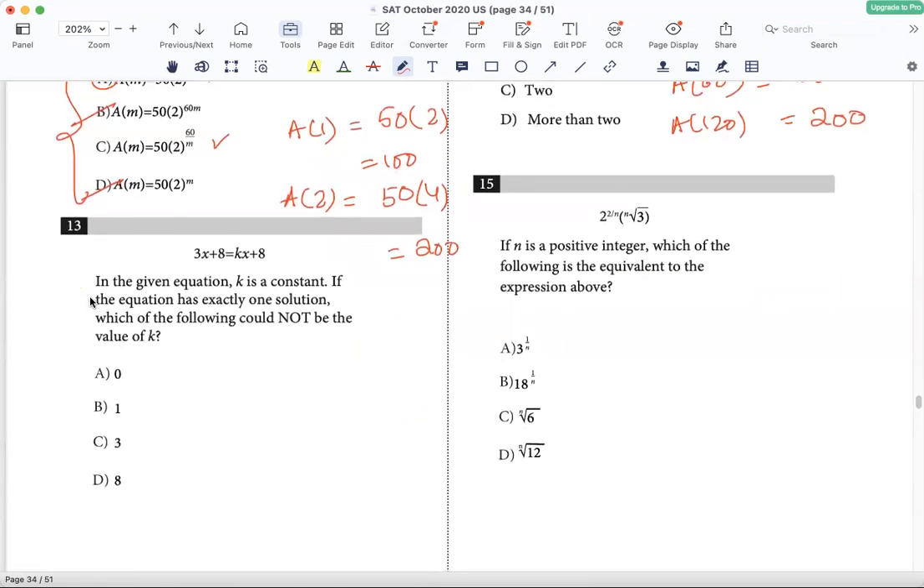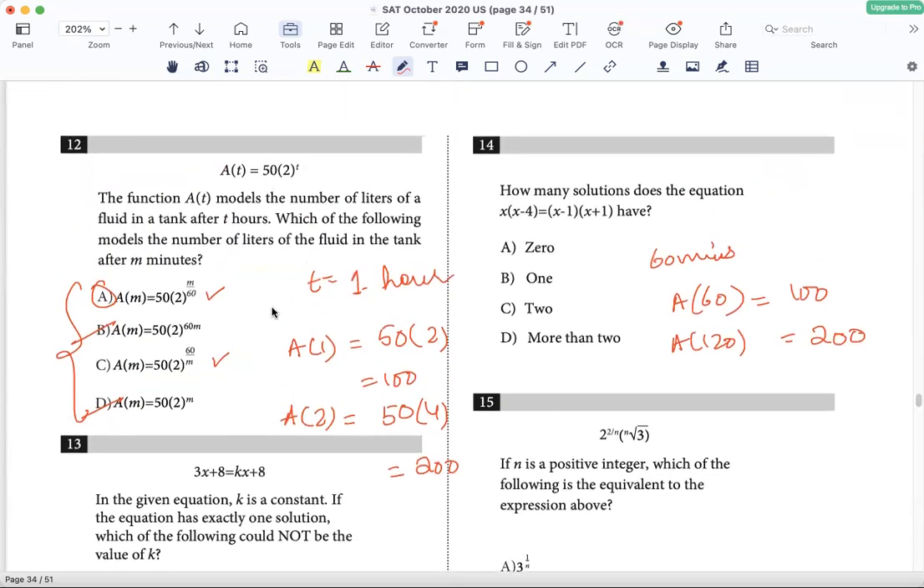In the given equation, K is a constant. If the equation has exactly one solution, which of the following could not be the value of K? So K can't be 3 because if K becomes 3, then both sides become the same and the system has infinite solutions, right? So for a unique solution, K should not be 3.